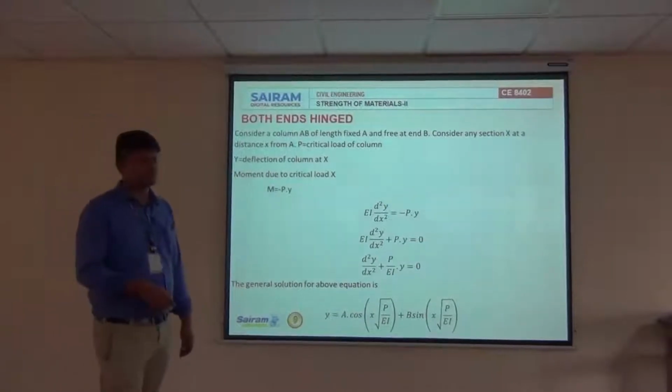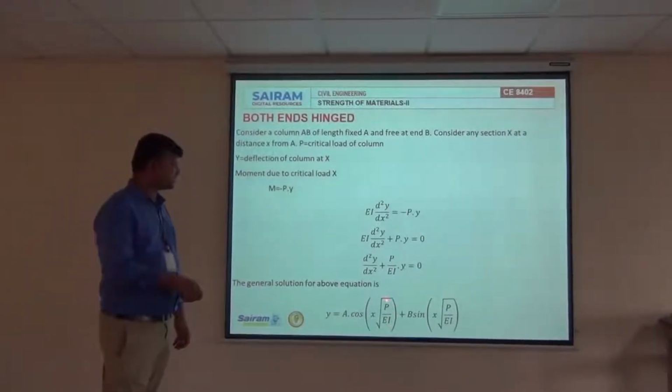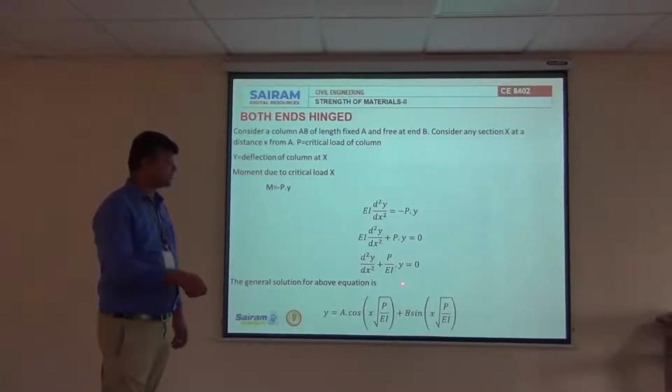The general solution for the above equation is Y equals A cos x into root of P by EI plus B sin x into root of P by EI.